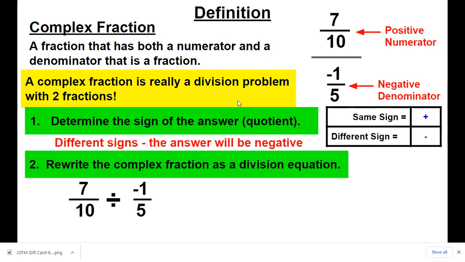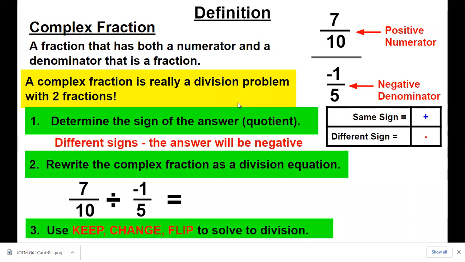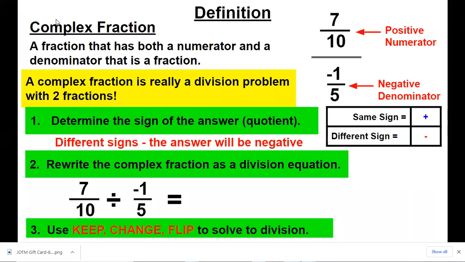So how do I do division? Well, I use keep, change, flip to solve it. So what I mean by that is I'm going to keep 7/10 just the way it is. I'm going to change the division sign to a multiplying sign, and I'm going to flip the second fraction, which is called the reciprocal. I'm going to put the 5 on top and the -1 on the bottom. That's the reciprocal of -1/5.